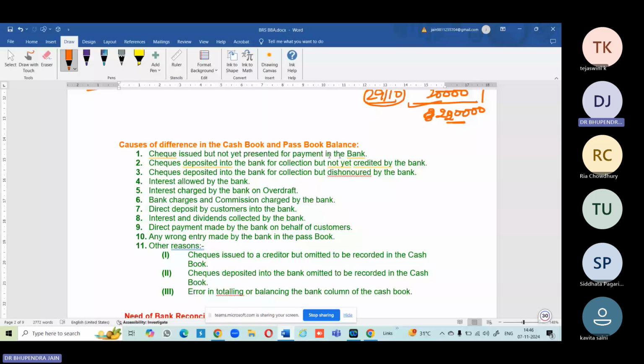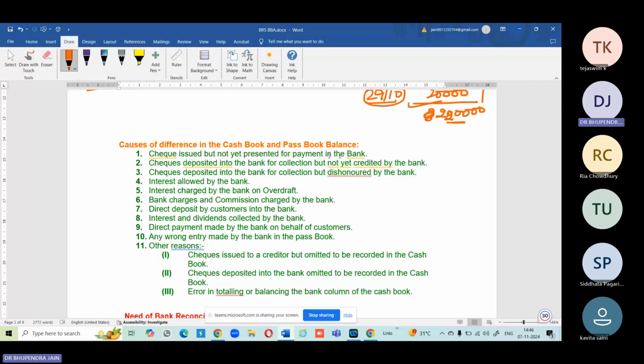But the party has not presented the check, or in between you are going to reconcile the statement. So in that case, your book balance will definitely be less and the passbook balance will be higher. So this is the reason for the mismatch of the balance. Next.